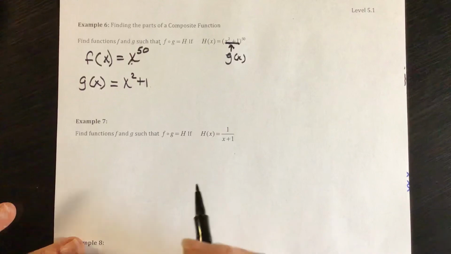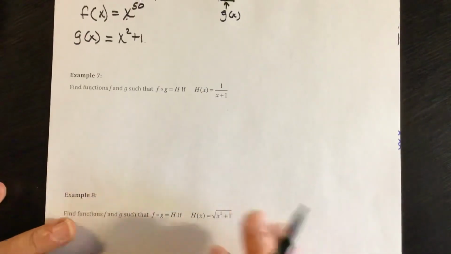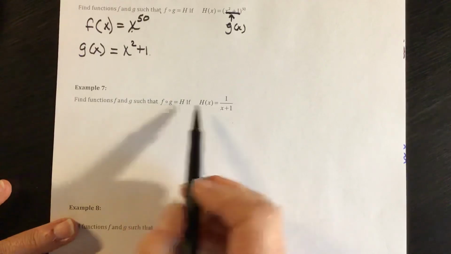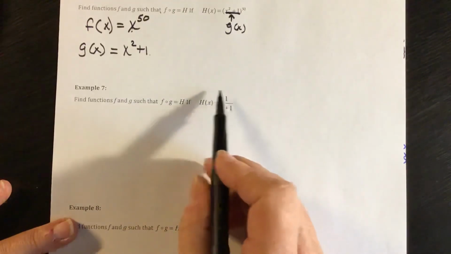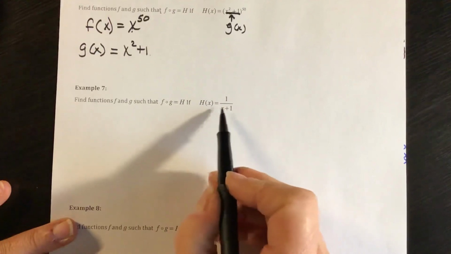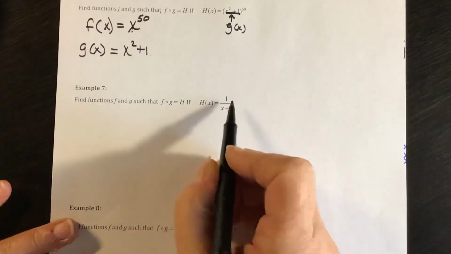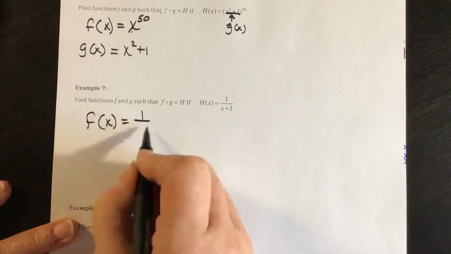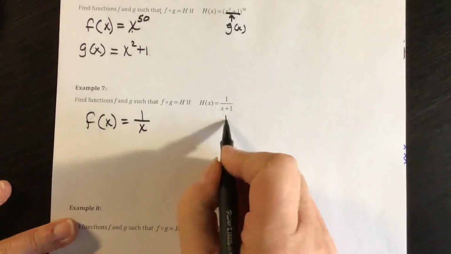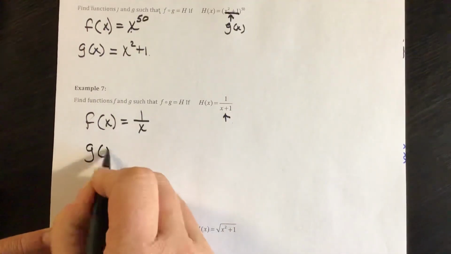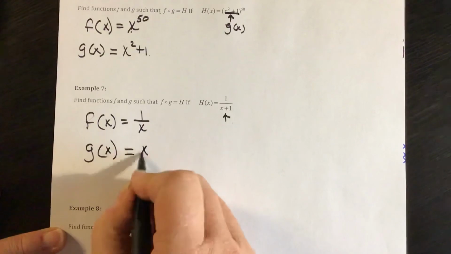All right, so we're writing a pair of functions. So now I have my composite function is 1 over x plus 1. So if I say my f function is 1 over something, and that something is x plus 1. So my g of x function would be x plus 1.